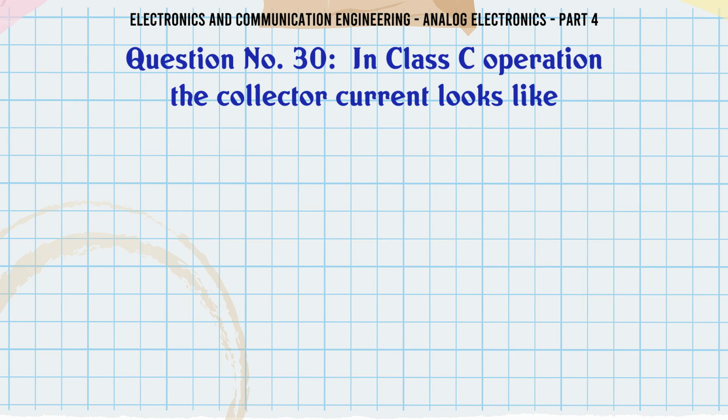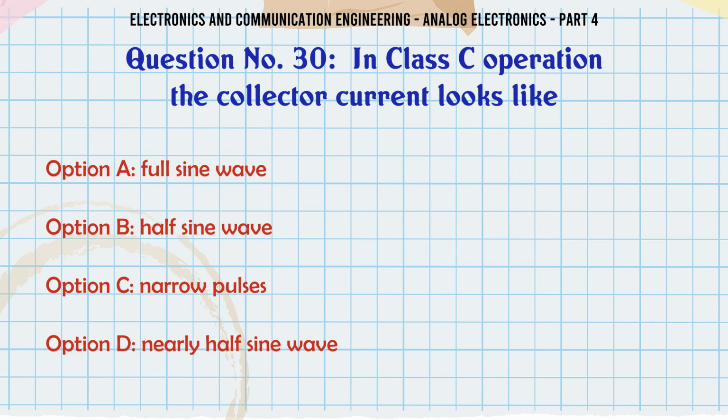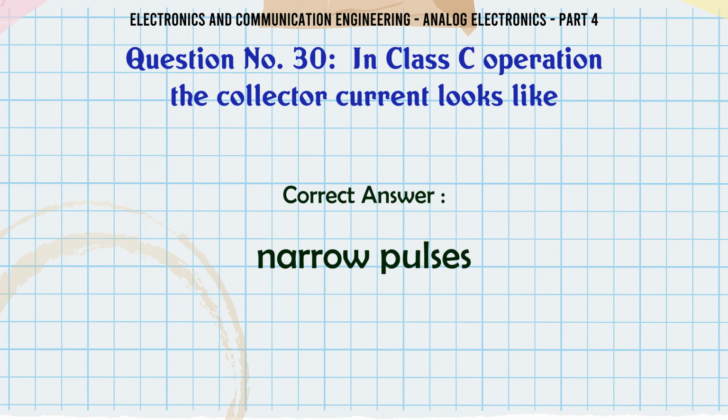In class C operation, the collector current looks like A) full sine wave, B) half sine wave, C) narrow pulses, D) nearly half sine wave. The correct answer is narrow pulses.